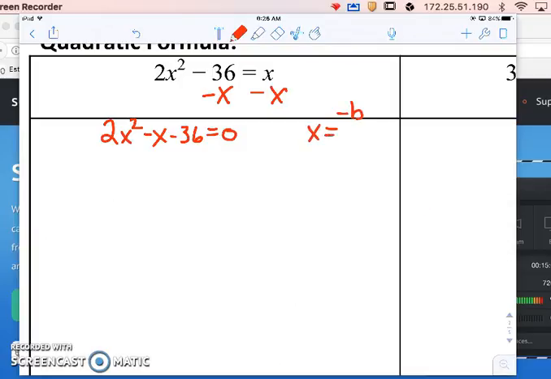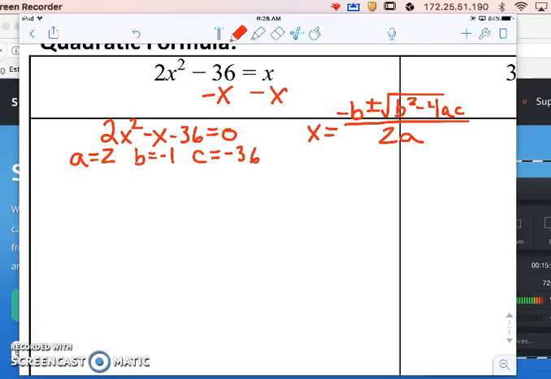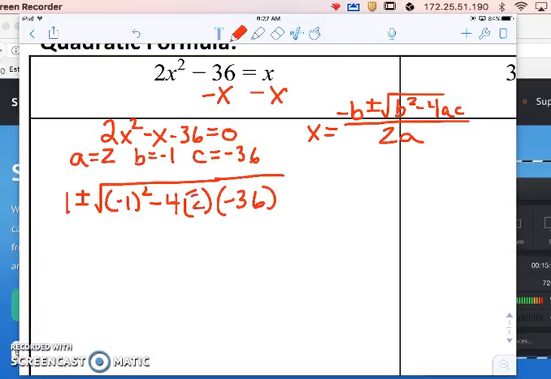x equals the opposite of b plus or minus the square root of b squared minus 4ac, all divided by 2a. So in this case, a equals 2, b equals negative 1, c equals negative 36. So the opposite of b, 1, plus or minus the square root of negative 1 squared minus 4 times 2 times negative 36, all divided by 2 times 2.